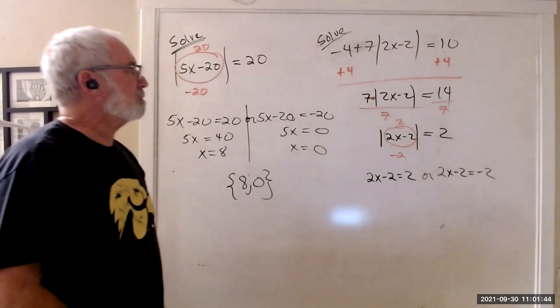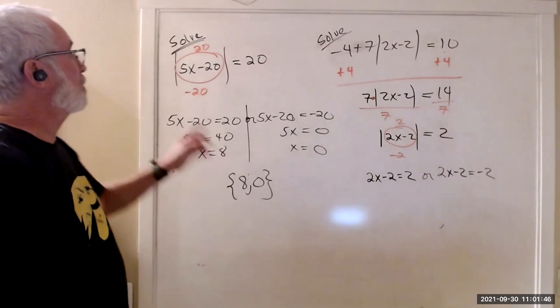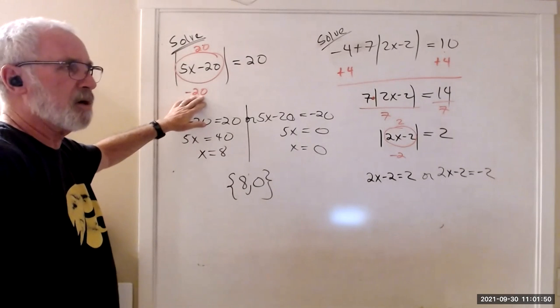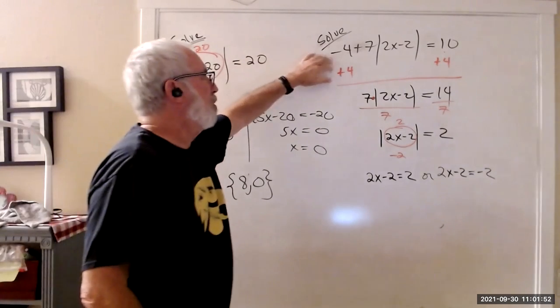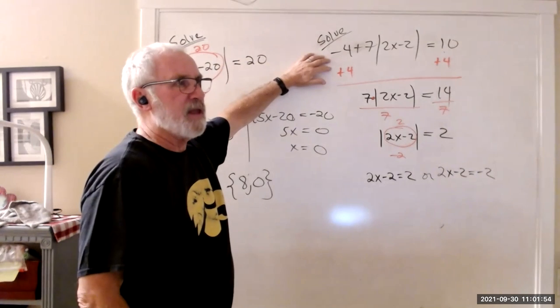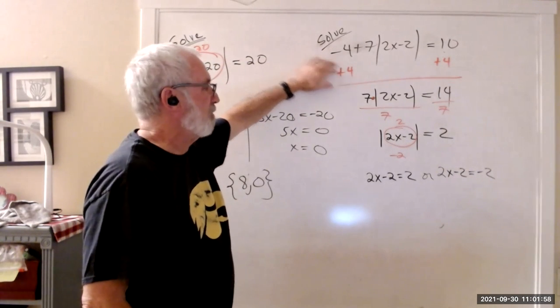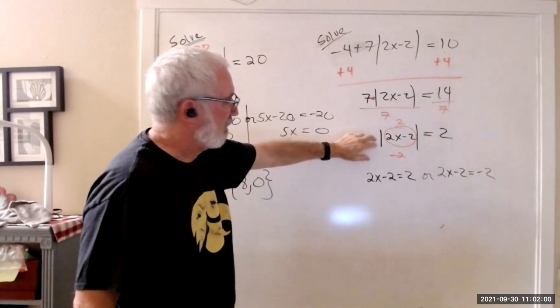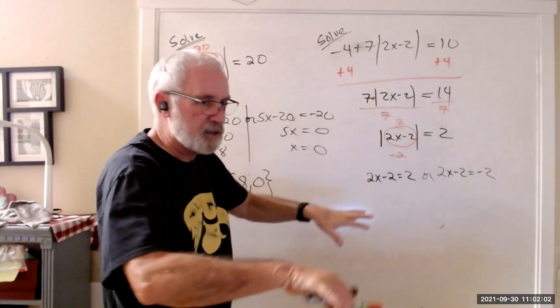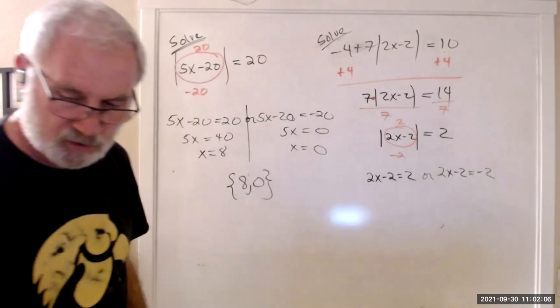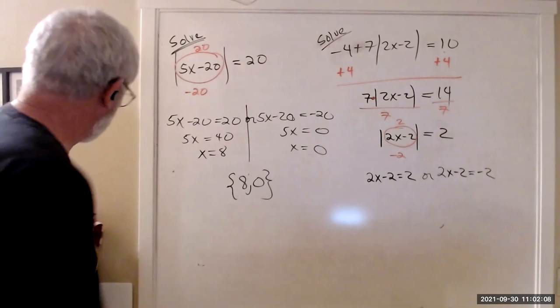So this is a cool question. Good review for absolute value. That's going to be on the test tomorrow. Good review for isolating the absolute value first. That's what you have to do: isolate the absolute value, get it by itself, then split it into 2 problems. Okay, good question.